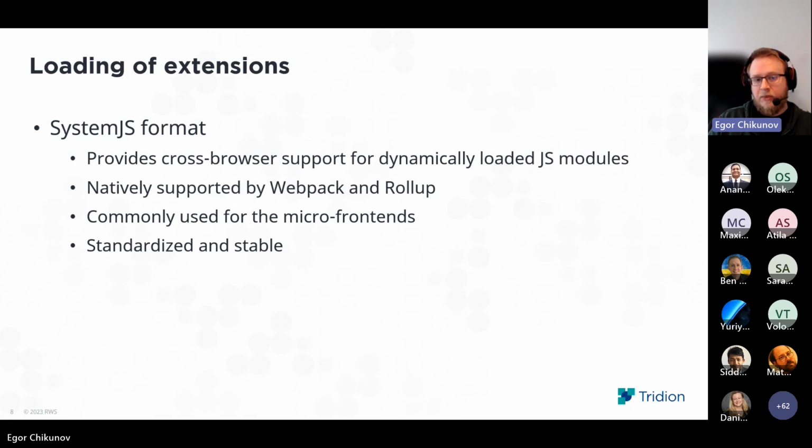It is natively supported by Webpack and Rollup. Those are the two most popular bundlers for front-end development. So both Webpack and Rollup natively can output libraries in System.js format. It is battle tested. It is commonly used for micro frontends at the moment. And if you look at it from some point of view, what extensions do is very similar to what micro frontends do. It is a standardized format, and it is quite stable. It has existed for, I think, over 10 years already.